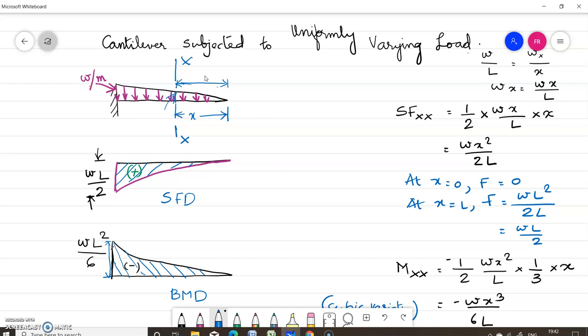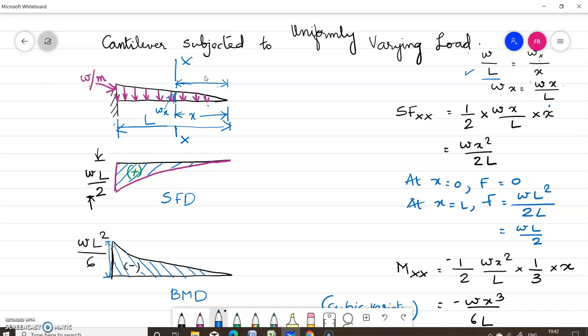That is w by L, where this whole span is L, is equal to w suffix x by x. Let us take this ordinate as w suffix x. So we can write this ordinate as w_x equal to w into x by capital L. Now we can find out the unbalanced vertical force to the right of the section.